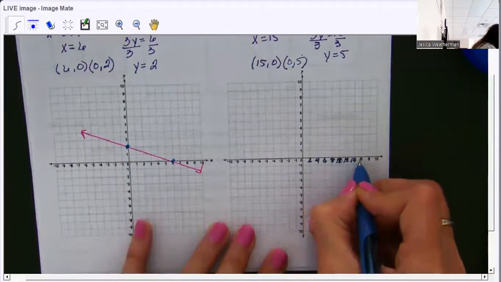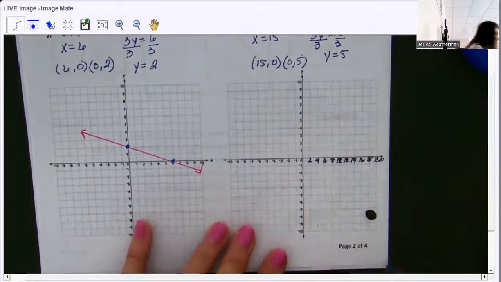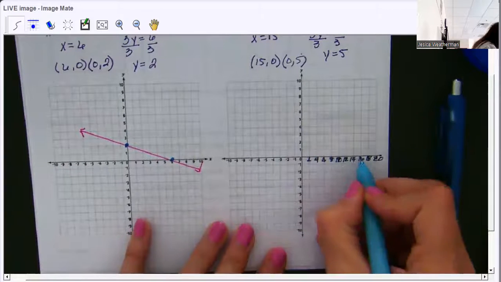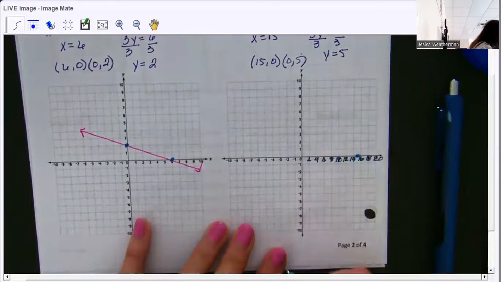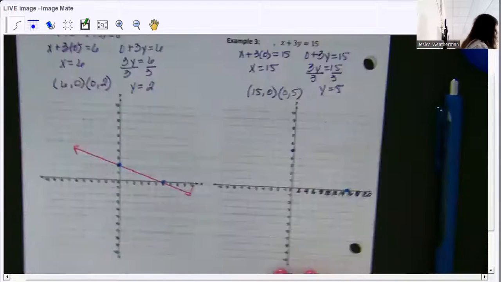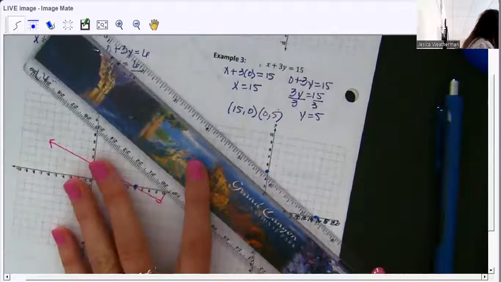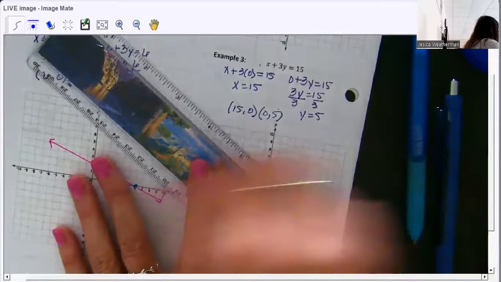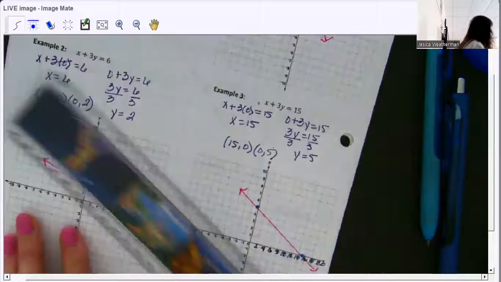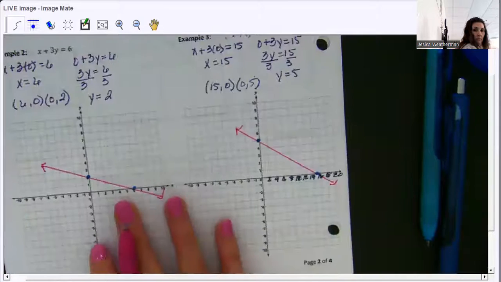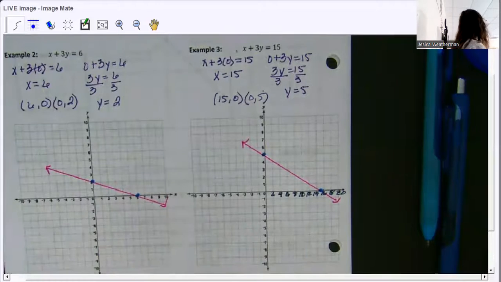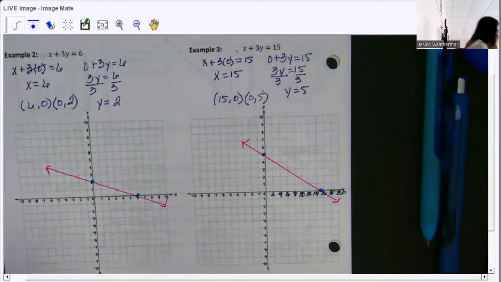12, 14, 16, 18, 20. So now it goes up by 20. So now I'm going to plot my point. So 15 is going to be in between 14 and 16. And then I'll plot my y-intercept at 5, and graph my line. Okay. And you will have to manipulate your graphs quite a bit on this assignment.